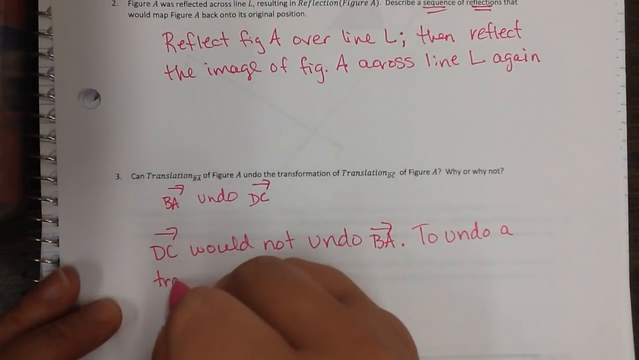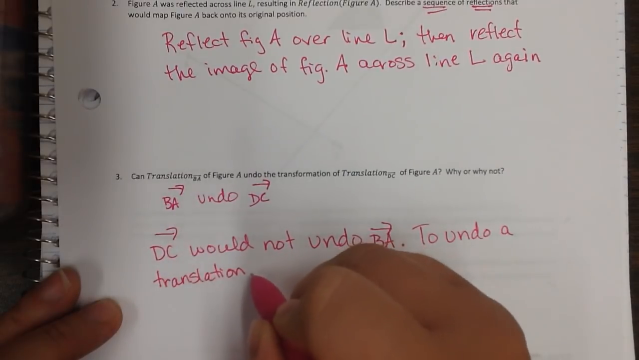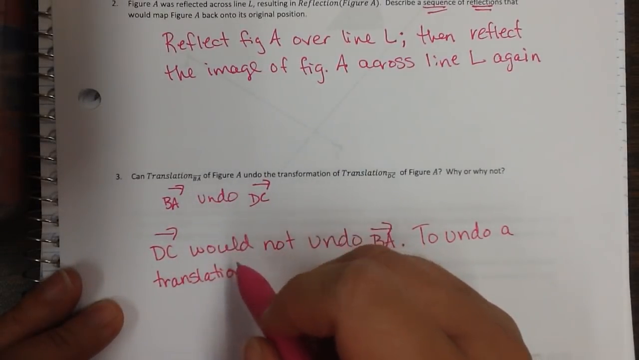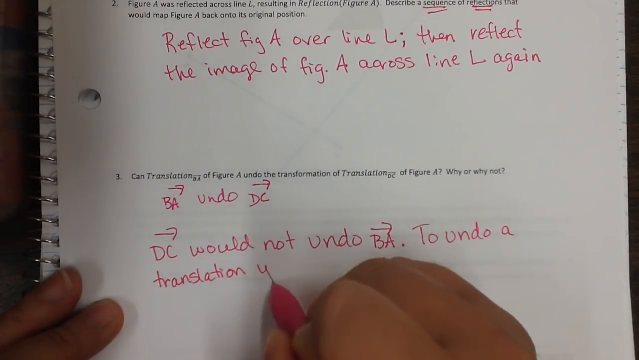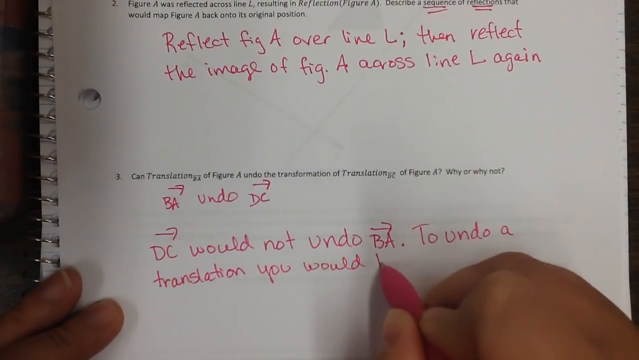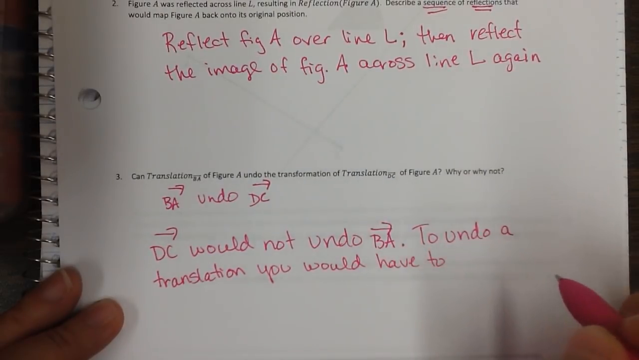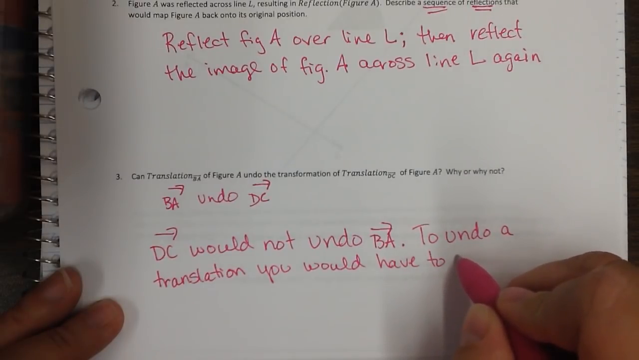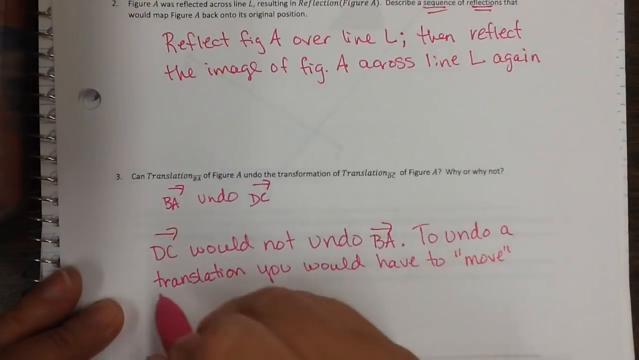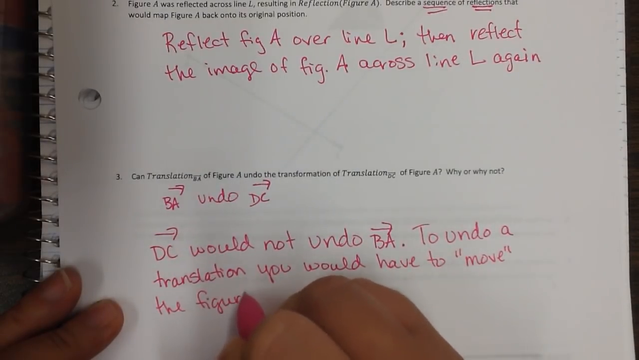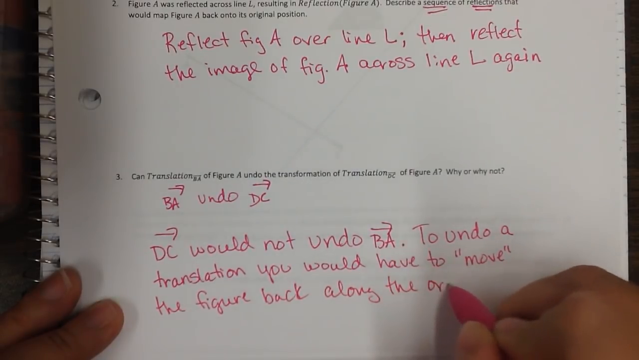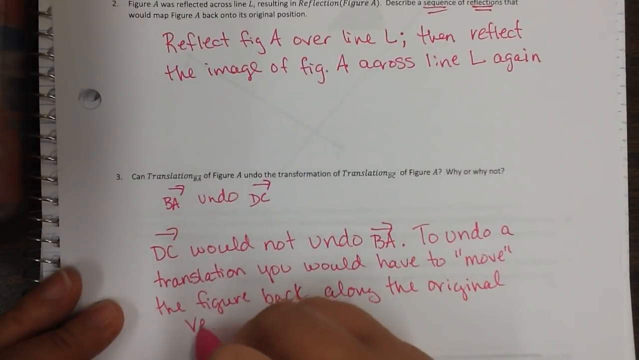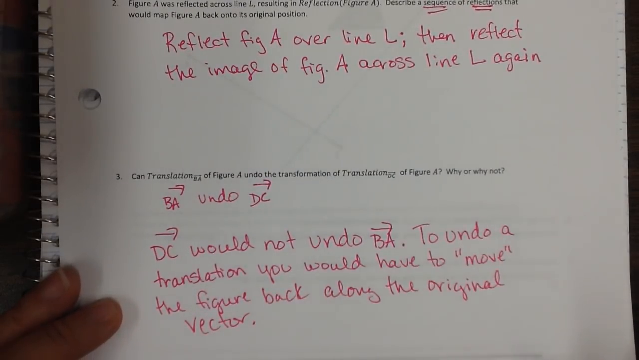To undo a translation, you would have to move the figure back along the original vector. Okay.